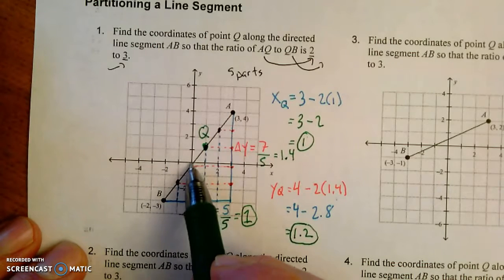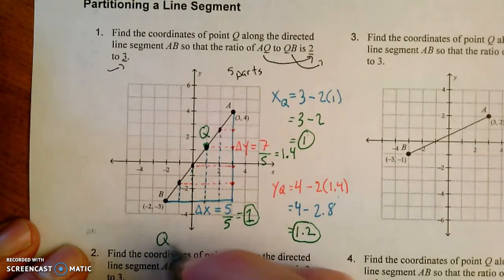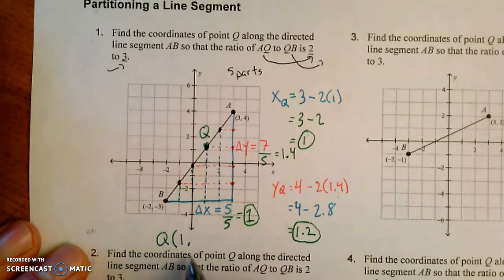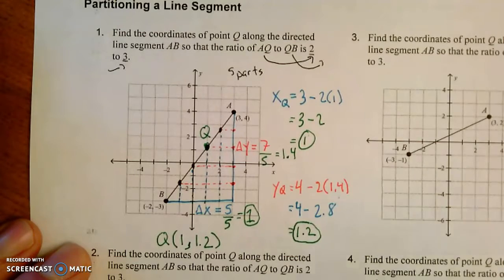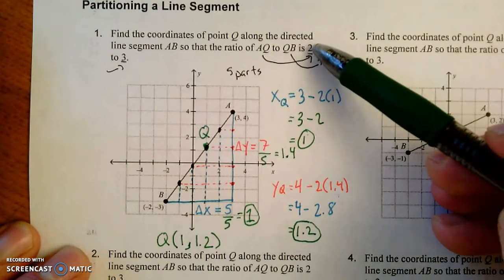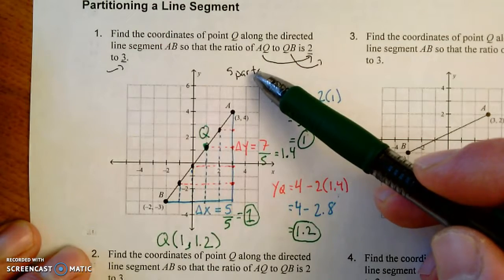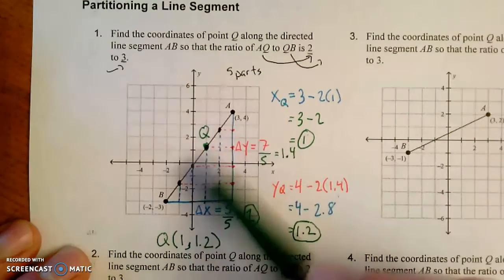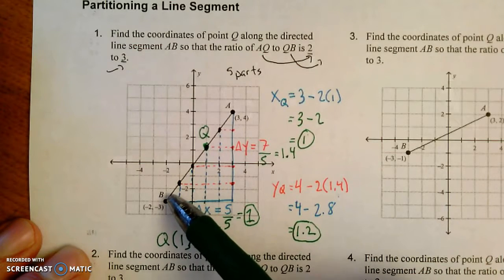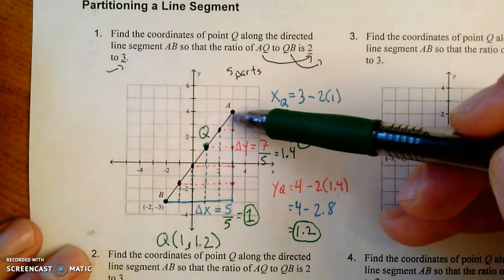And if we look here, over 1, up 1, and a little bit more, makes sense. So Q has coordinates 1, 1.2. Okay. So remember, first we had to decide how we were going to divide the line segment up. We decided, since our ratio was 2 to 3, then we were going to divide it into 5 parts so that 2 of them could go up here between Q and A, and 3 of them could go down here between Q and B.